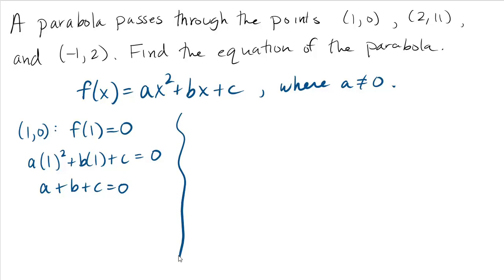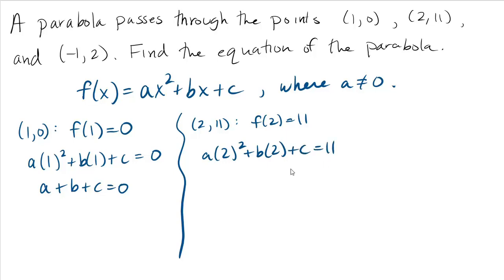There's our first equation. Let me do the same thing for the second point, (2, 11). That's just another way of saying that f(2) is equal to 11. Let me plug 2 in for x, so I get a times 2² plus b times 2 plus c is equal to 11. Now I'll simplify this. 2² is 4, so this is 4a. Rather than writing b times 2, we would typically write 2b, plus c is equal to 11, and we have a second equation. See if you can use the last point to come up with a third equation.